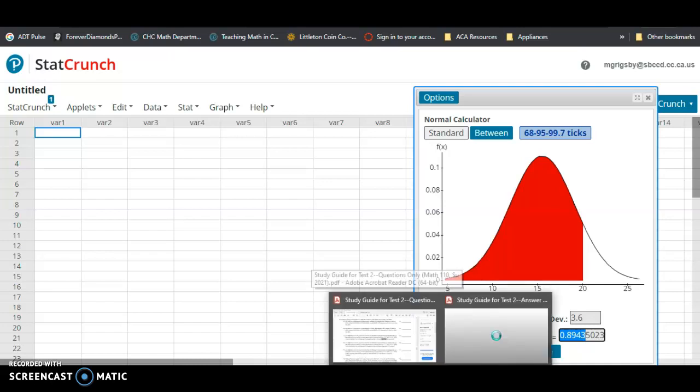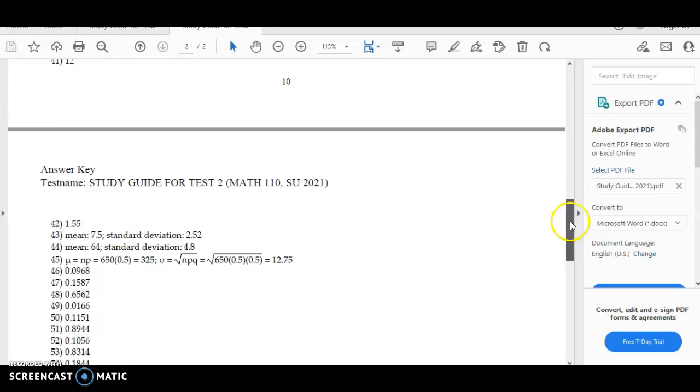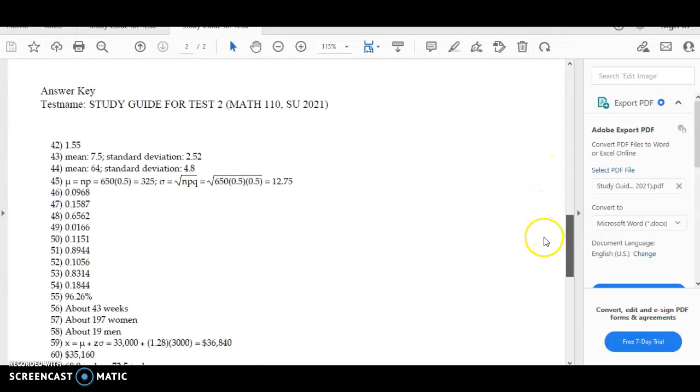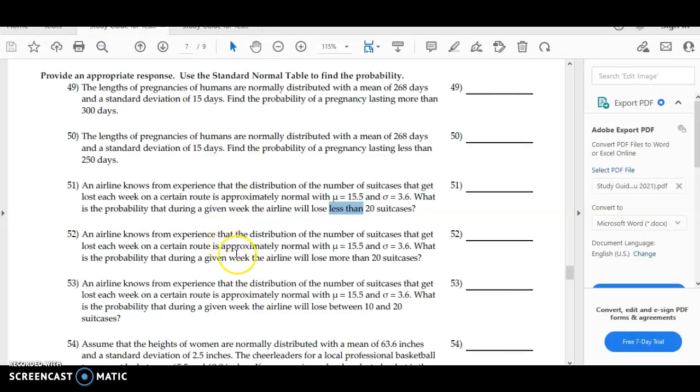Let's go and check that with the answer key. This is the answer key, and that was number 51. So it's about 0.8944, which is what we got. Okay, let's look at the next question. Let's look at number 52.